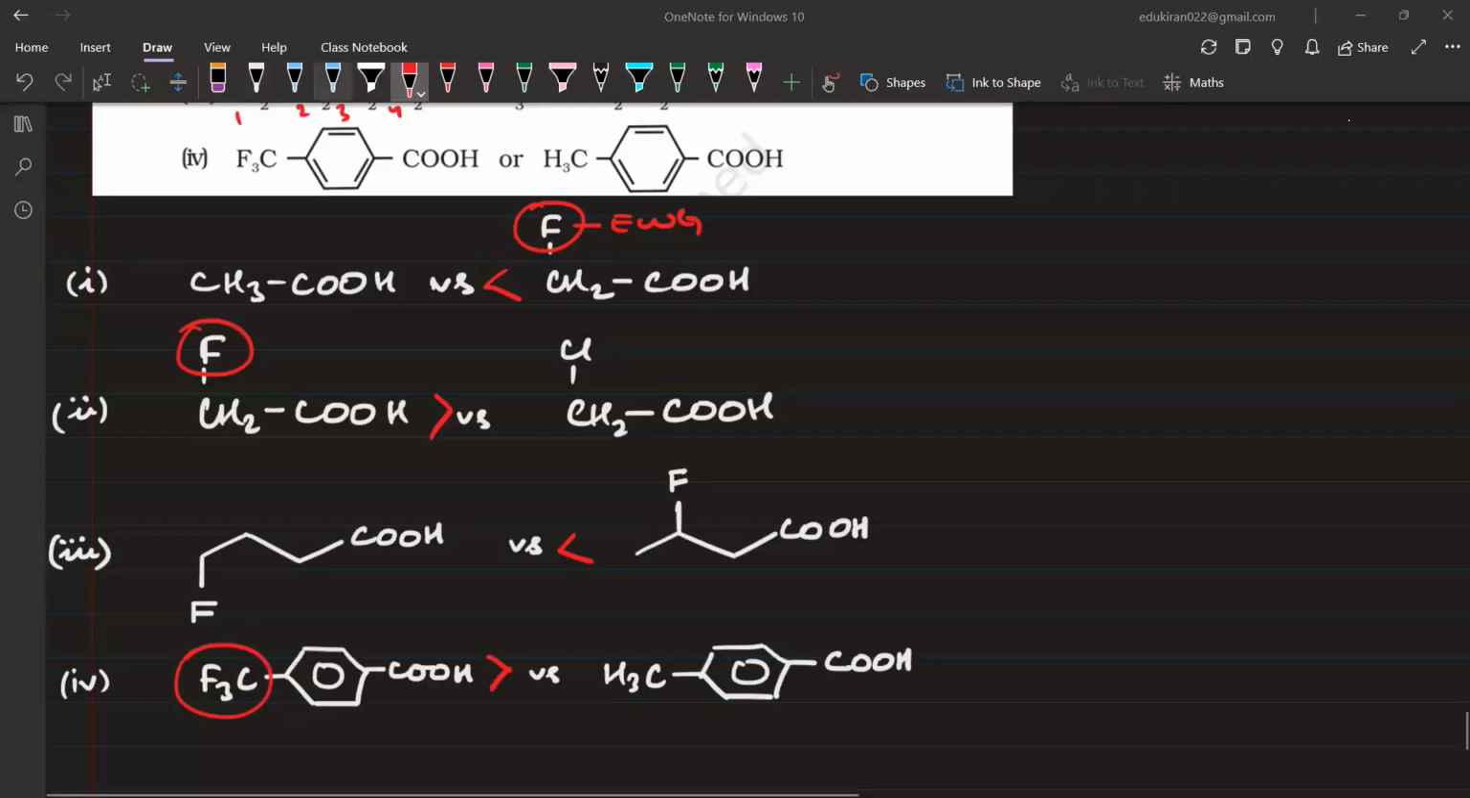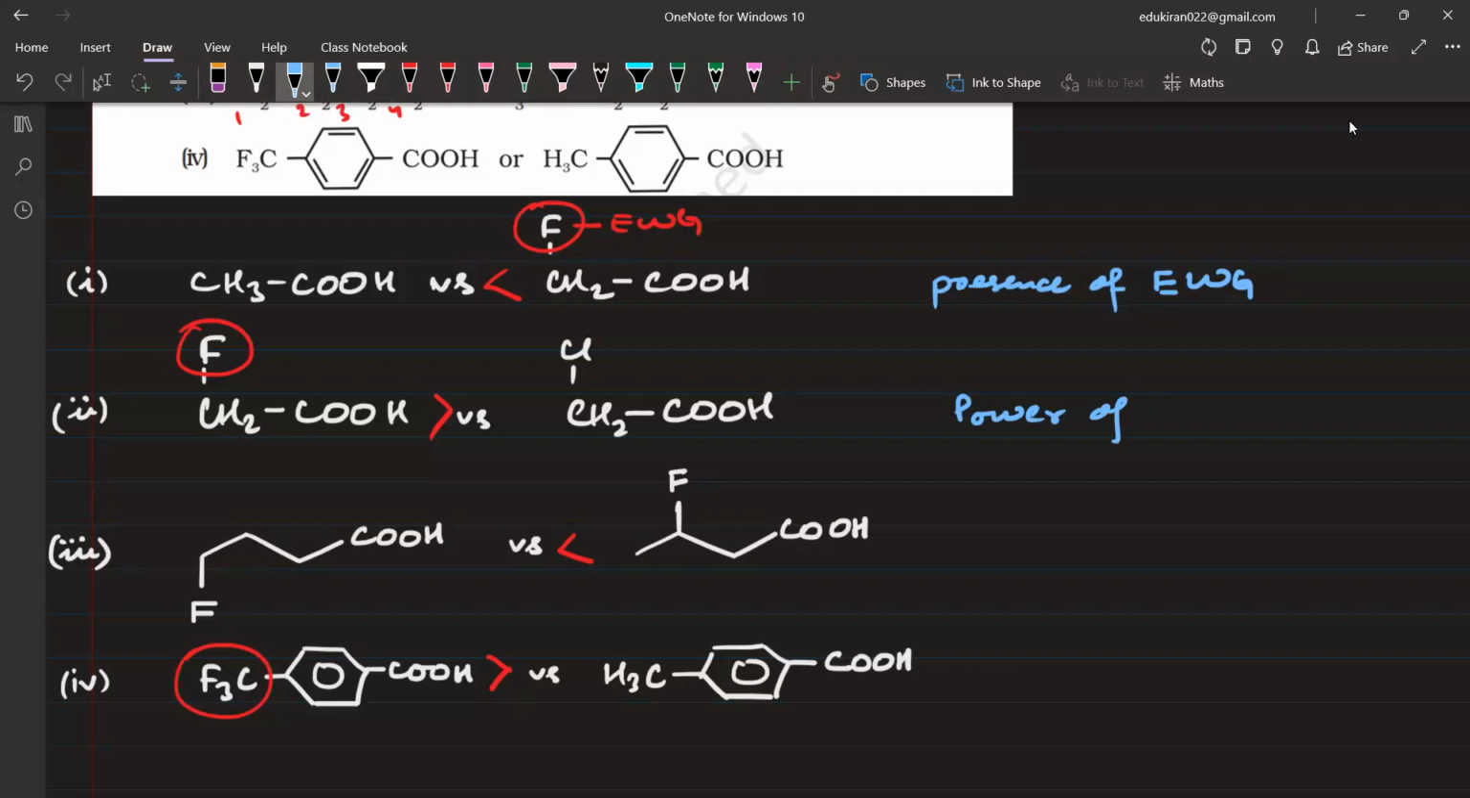So the first question was completely based on the presence of electron withdrawing group. The second question, fluorine versus chlorine, was about the power of the electron withdrawing group. The third question, fluorine and fluorine, both of them have the same power. But here we are talking about the distance dependence. If fluorine is near, then it would easily pull the electron density from the carboxylic acid.